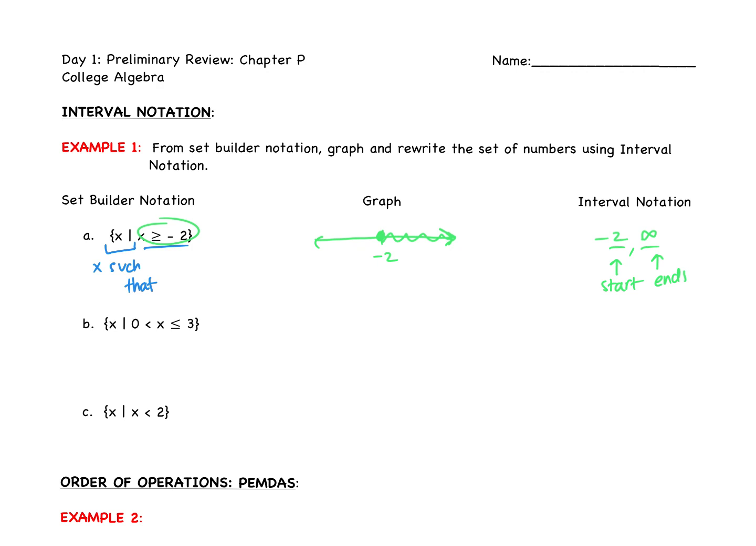In order to convey that it's a closed circle, that gives us a bracket. Bracket is always a closed circle or included. Do we remember what it means if we're not included? Instead of a bracket, we use parentheses. Infinity is not a number. Infinity always gets a parenthesis.